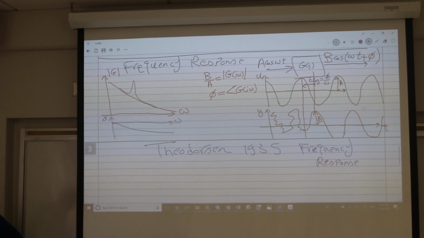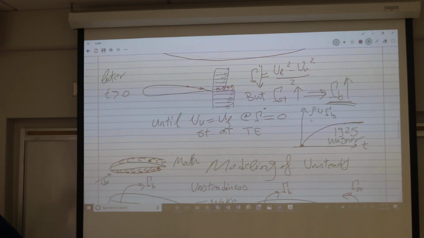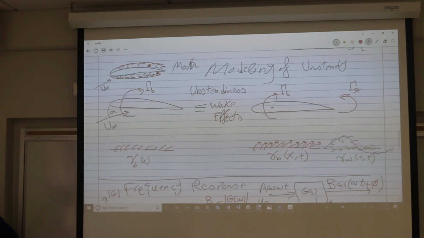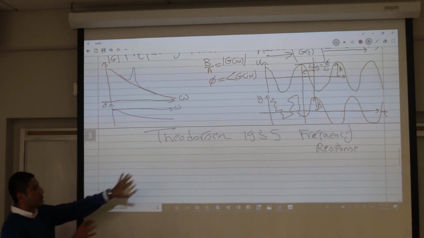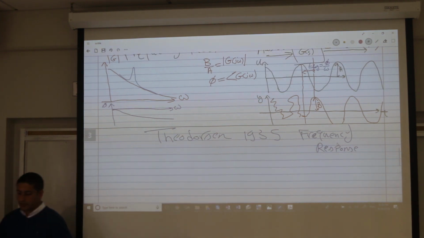Theodorsen and Wagner. Remember these names, because Wagner developed what? What is this response from a dynamical system point of view? What's this kind of curve? You see it? Step response. So Wagner determined the step response of the lift. Theodorsen developed the frequency response of the lift, but his derivation has much more physics. So we will do his derivation in detail and then touch upon Wagner.